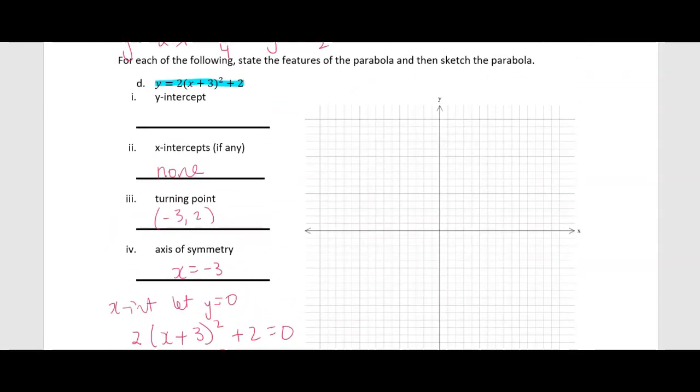All right, and then your y-intercept, we just let x equal 0. So what's that going to be? 3 squared is 9. 2 times 9 is 18. Oh my God, plus 2 is 20. Thank you for giving me a high one. And I'm not even going to bother rewriting that in pink.